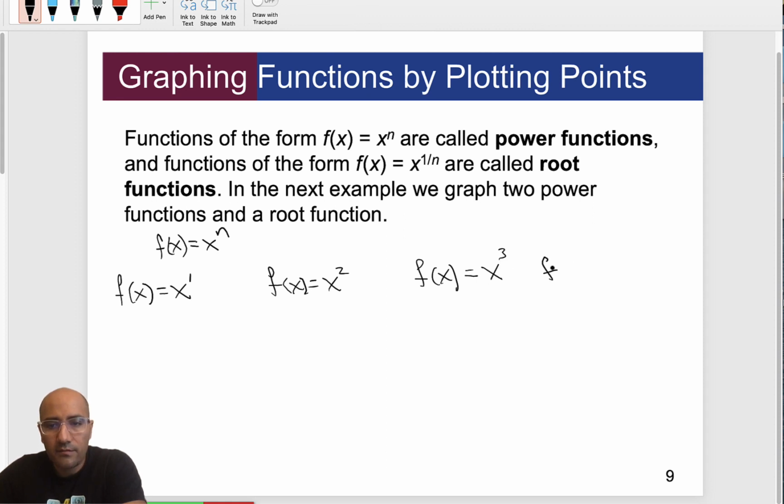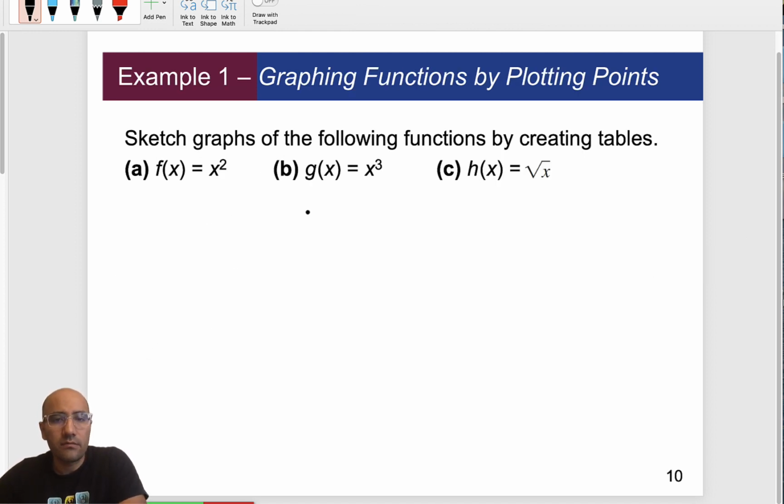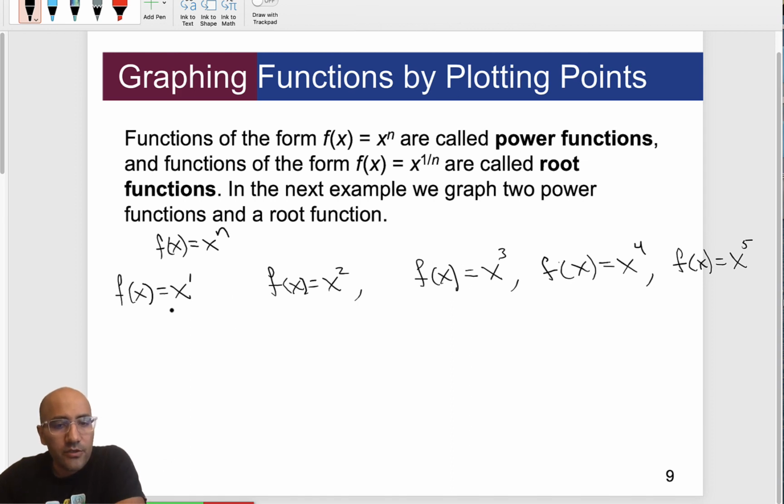f of x equals x to the fourth, and f of x equals x to the fifth power. That's all you really need to look at, because beyond that, the pattern stays the same. The first one is going to be a linear equation. This is going to be just a linear equation, right?